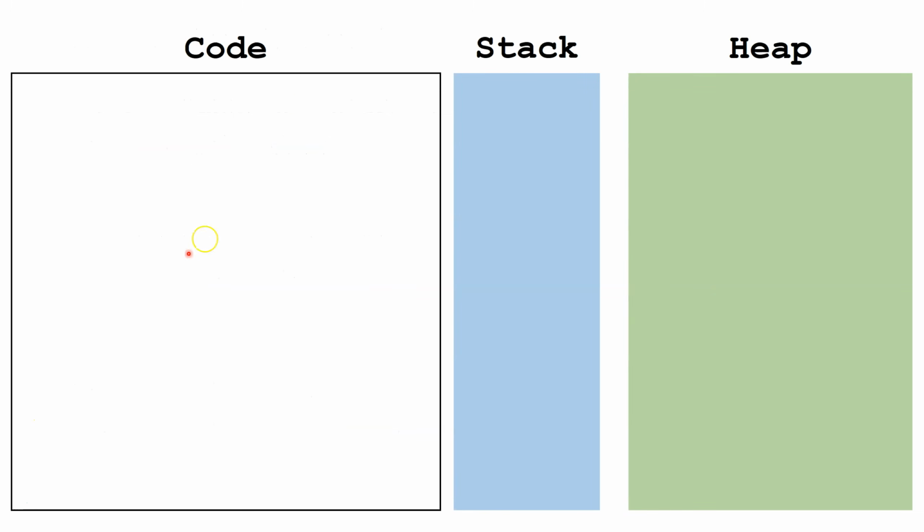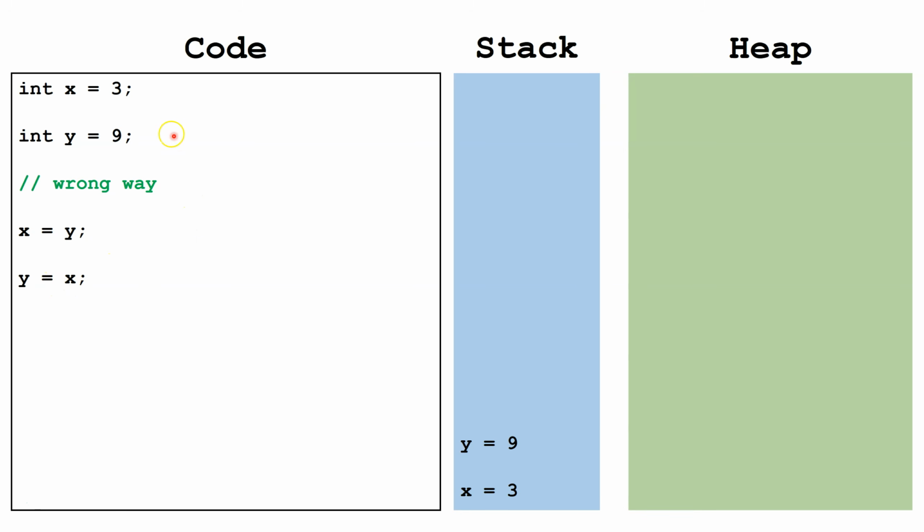Let's start by declaring a couple of variables and initializing them. We'll declare a variable x, set it equal to 3. Then we'll declare a variable y and set it equal to 9. We'll start by discussing a wrong way that many new programmers try. They set x equal to y and y equal to x, expecting that it'll swap the values of these two variables. Let's trace it to see what's going to happen.